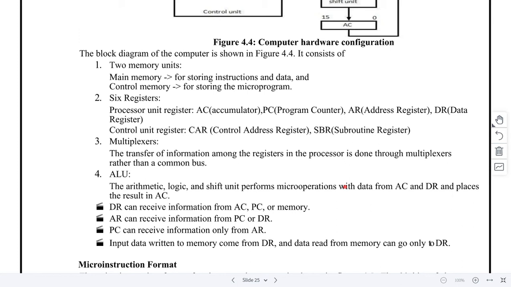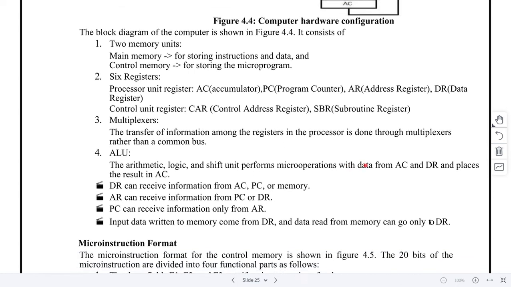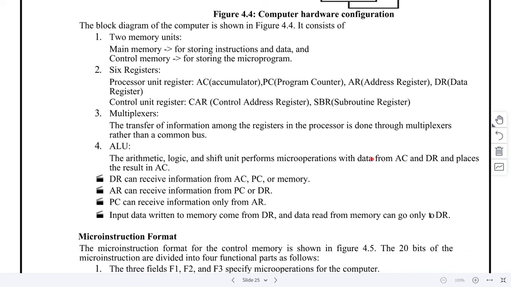Already we have discussed the 6 registers. The processor registers are accumulator, PC, AR and DR, and the control unit registers are CAR and SBR. Next is multiplexers. The transfer of information among the registers in the processor is done through the multiplexer rather than a common bus. In hardwired, it is done with a common bus. Next, the ALU.